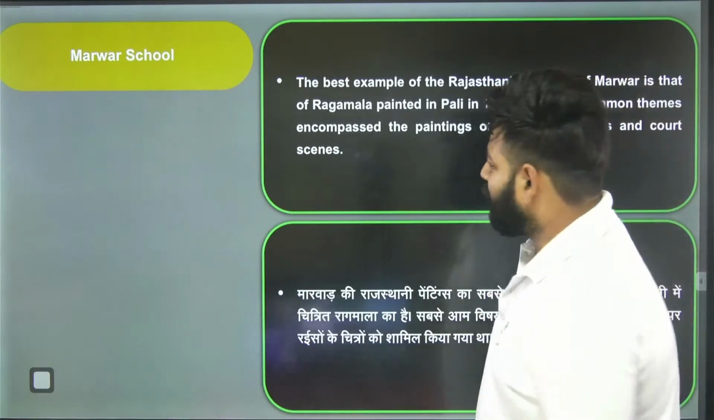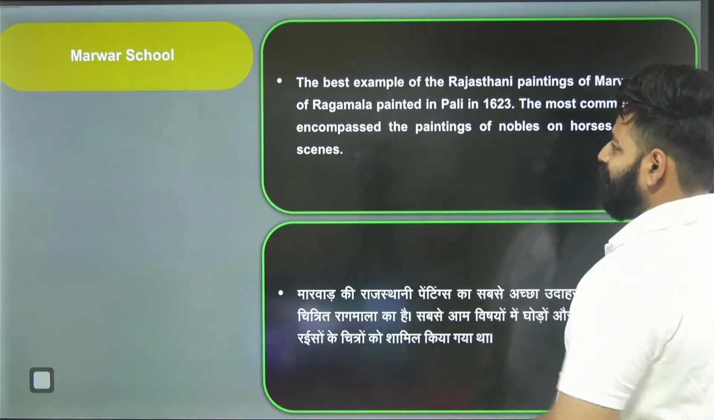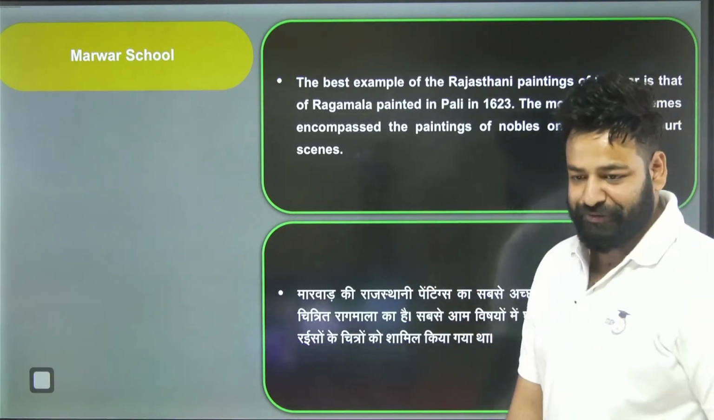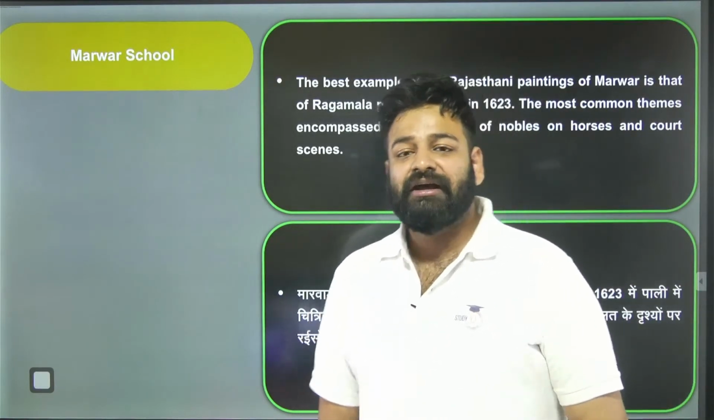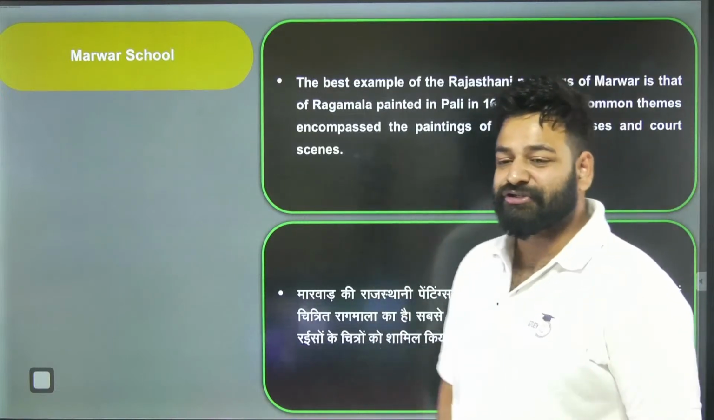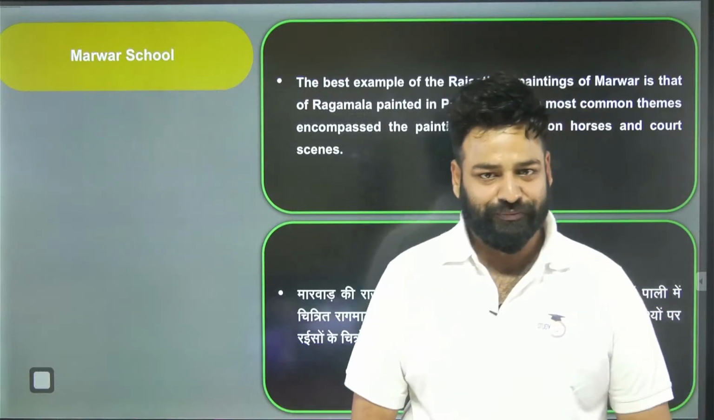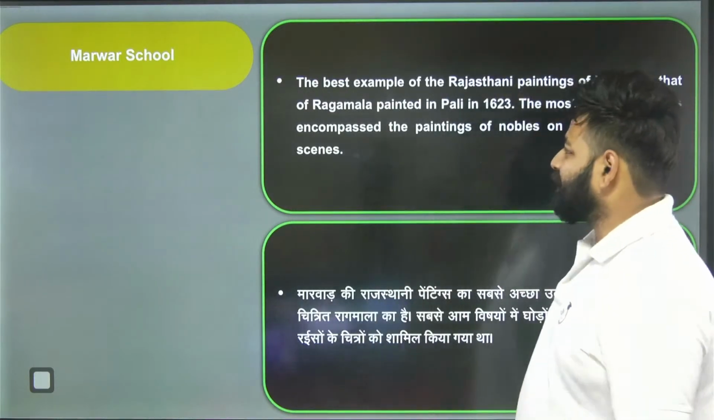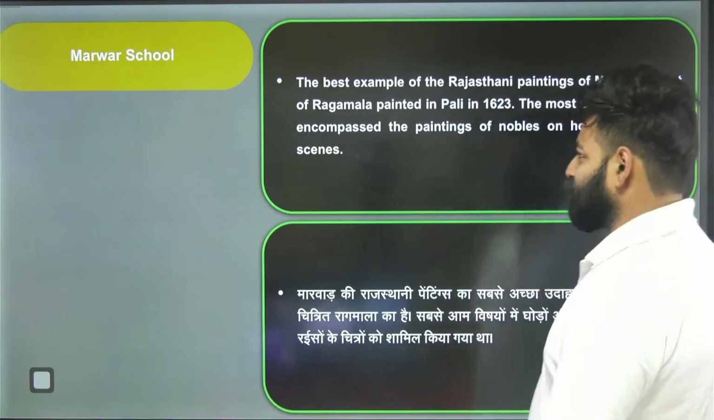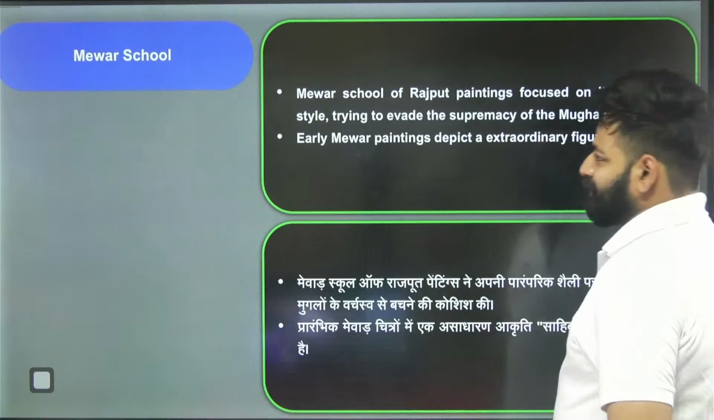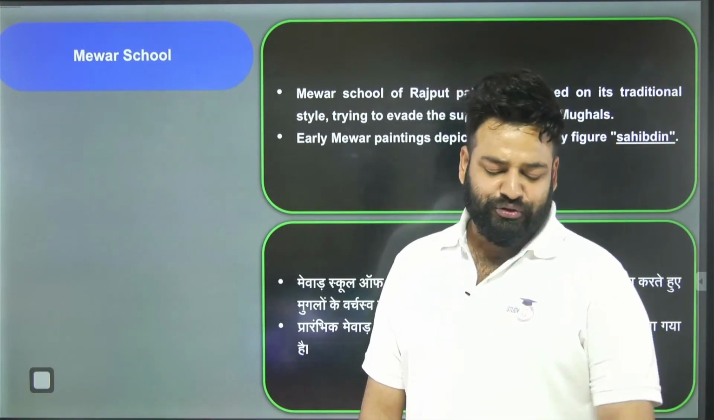Next, Marwar. The best example of the Rajasthani paintings of Marwar is that of Ragmala, painted in Pali in 1623. Okay, so the next sub-school of the Rajputana school is the paintings of the Marwar school. And the most striking feature of the Marwar school of Indian paintings is Ragmala, painted in which year? In 1623. And what was the language of this whole manuscript? That was Pali. Okay. Then next comes the Mewar school of Indian painting.